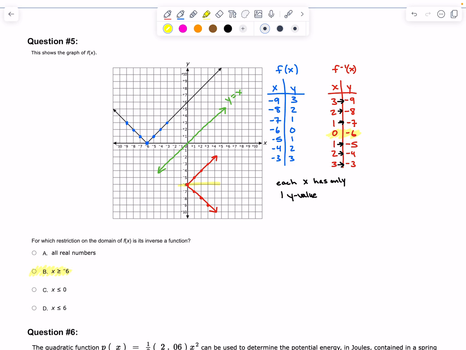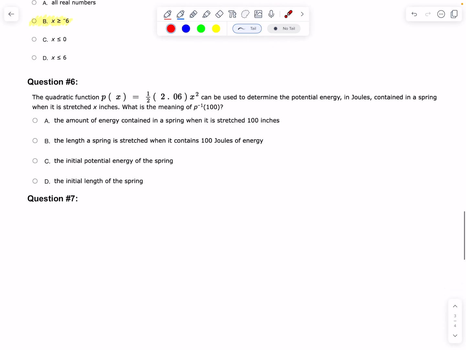So the best answer choice is B. Where x is greater than or equal to negative 6 is an option where those values, when inverted, would still be a function. It's not saying that's the only option, but it is from the answer choices we are provided. So it's answer choice B. All right, moving on to number 6.